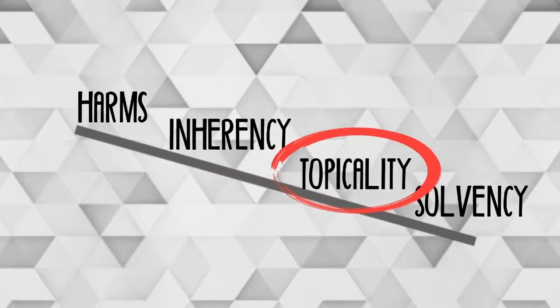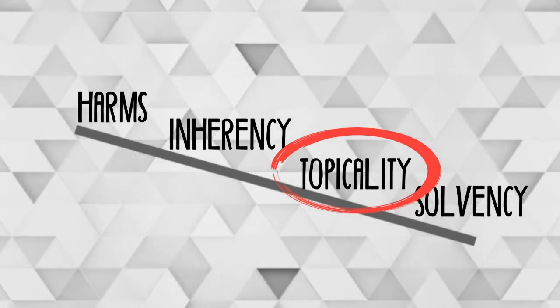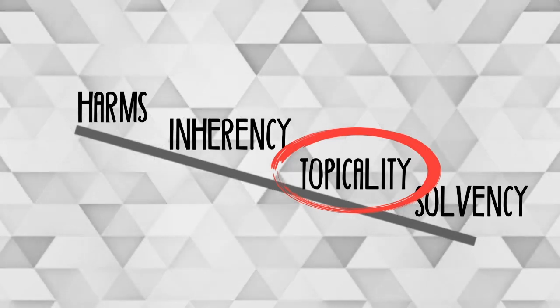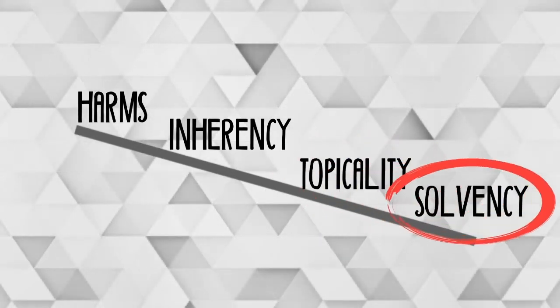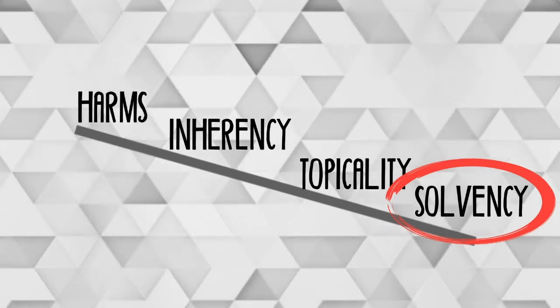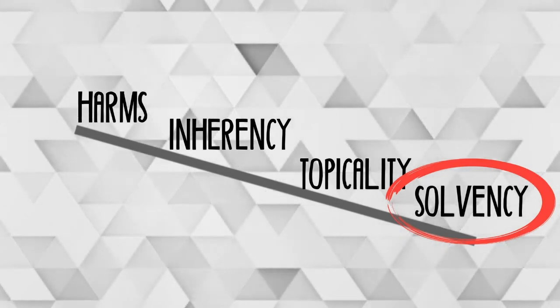Topicality is the argument that suggests that the affirmative needs to present a case that fits under the umbrella of the resolution. If the plan does not belong or does not fit, then no matter how convincing the case, it should be rejected by the judge. Solvency is the affirmative's ability to rectify or reduce the harms presented in the debate. To win, the affirmative must show that their plan improves the status quo or is better than the alternatives.